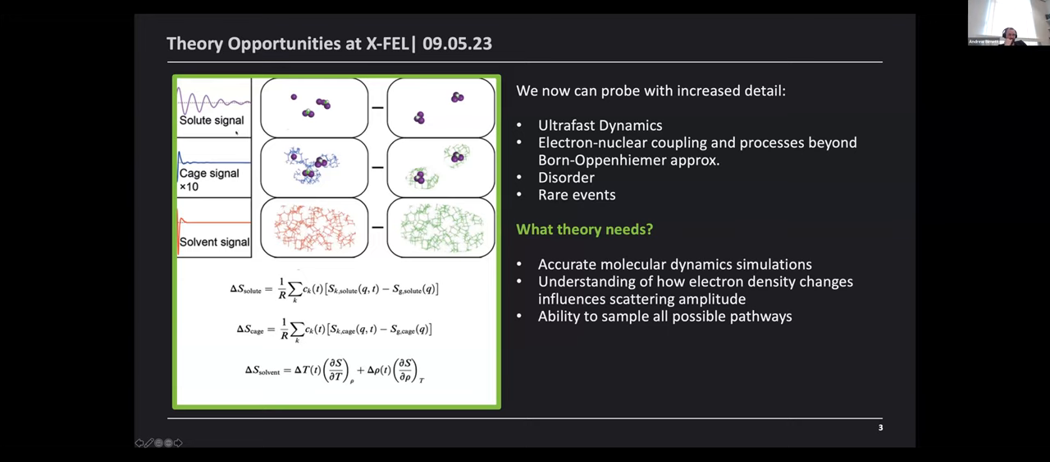And really to be able to extract each component accurately, especially the first two, we need to be able to perform accurate molecular dynamics. In some cases, we even have to understand how changes in the electron density influence the scattering amplitude. And then we have to be able to sample all the possible reaction pathways to sum up and get agreement with the experimental data to interpret. Otherwise, a lot of this experimental data would be interpreted only qualitatively, and so we wouldn't get the full value out of it.